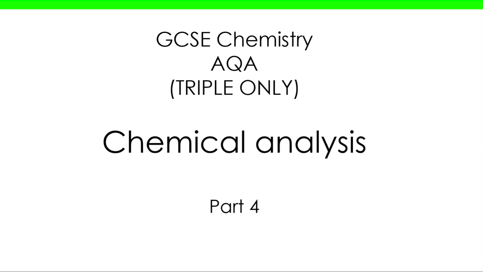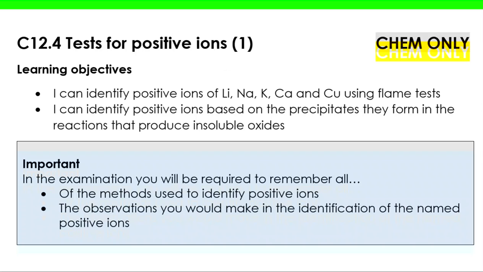This is part 4 of the chemical analysis topic in GCSE AQA chemistry. This is a triple only subject. You do not need to cover this if you're taking dual award sciences. So in this video, we're going to take a look at tests for positive ions.